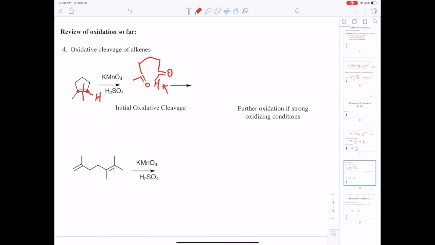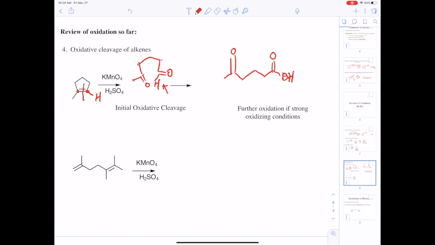So let me clean this up. We have 1, 2, 3, 4, 5, 6 carbons. 3, 4, 5, 6. And that will become a carboxylic acid.